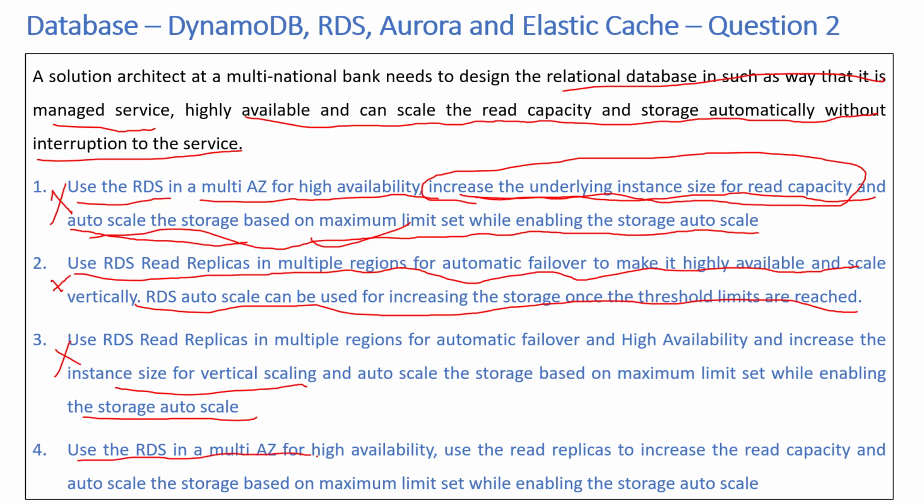Use RDS in multi-AZ for high availability. Okay, that's good. Use read replicas to increase the read capacity. Okay, that works as well. And auto scale the storage limit based on the maximum set while enabling the storage auto scale. Okay, so this one seems the most promising of all the four. It provides high availability across AZs. Then it can increase the read replicas if there are a lot of read requests, so you can handle that through read replicas. There is going to be no service interruption when you add a new read replica. And then finally, you can also auto scale the storage when you are reaching the threshold limit. So this is the most appropriate answer.